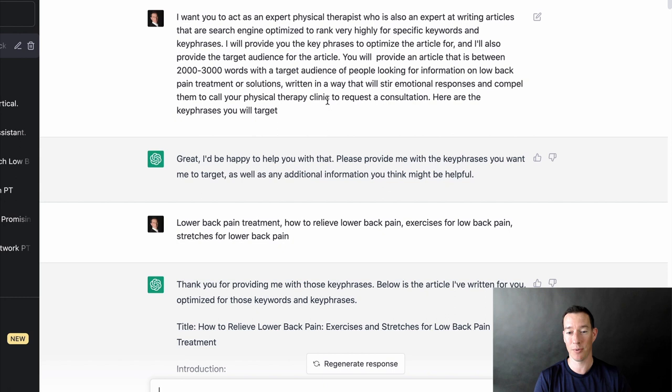So my first prompt is, I want you to act as an expert physical therapist who's also an expert at writing articles that are search engine optimized to rank very highly for specific keywords and key phrases. I will provide you the key phrases to optimize the article for and also provide the target audience for the article. You will provide an article that is between 2,000 and 3,000 words with a target audience of people looking for information on low back pain treatment or solutions, written in a way that will stir emotional responses and compel them to call your physical therapy clinic to request a consultation. Here are the key phrases that you will target. And I hit return, which put the prompt in, and he says, okay, what are those key phrases?